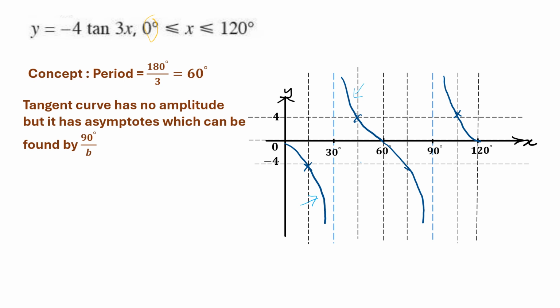So to summarize, the tangent curve is very easy to sketch. You just need to find the period and find the asymptotes. The asymptote is at half of your period. That means if your period is, let's say, 90 degrees, then your asymptotes will happen at x equals 45 degrees. Or if your period is 130, then the asymptotes will happen at 65.